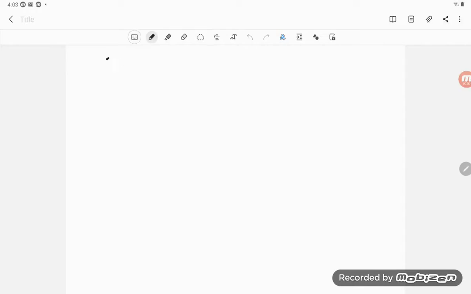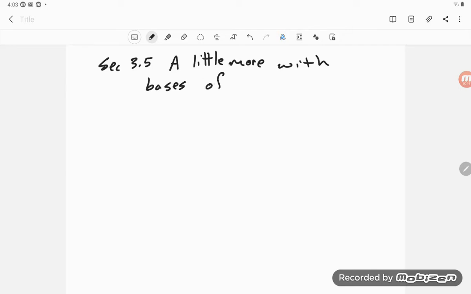We have section 3.5. This is just a little more with bases of null space, because I think that's the toughest one for people to deal with.